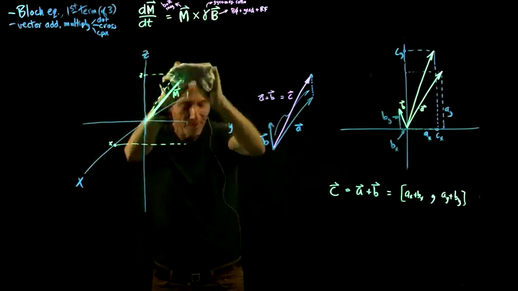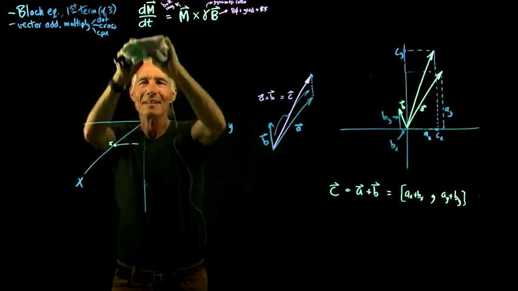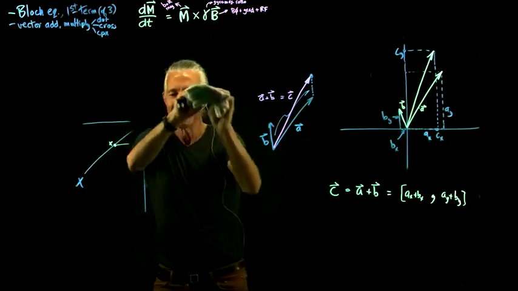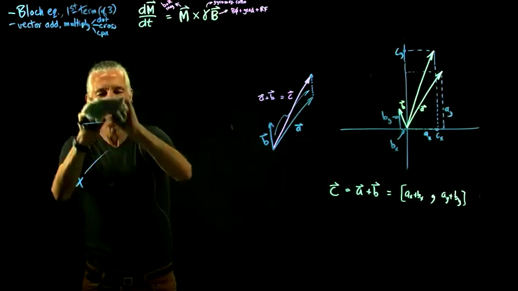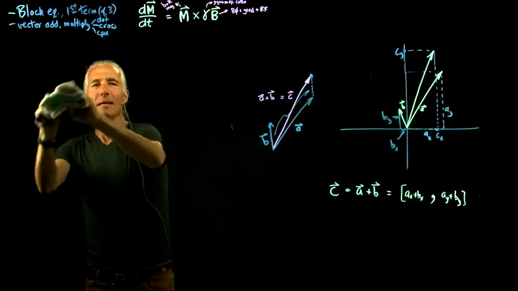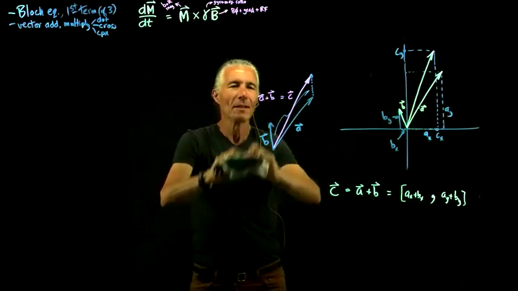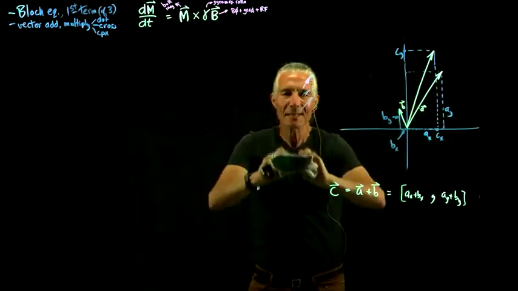Now let's talk about multiplying vectors. It turns out there are lots of different ways of multiplying vectors, and it's important to keep them all distinct in our minds.